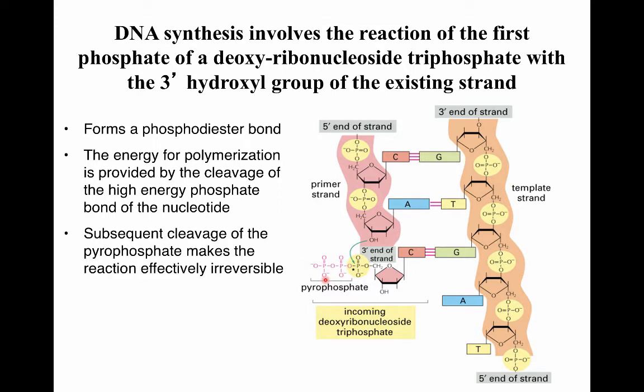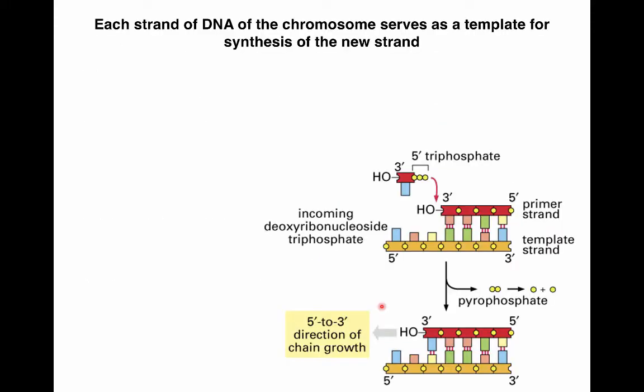And then subsequently, the leftover two phosphates, which is called a pyrophosphate, gets cleaved, and so that releases more energy. And so that makes the reaction irreversible. So once you add it, it stays on there. It doesn't tend to go back. So to make a new DNA molecule, you separate the old DNA molecule and you use each of the old strands, shown here in yellow, to make a copy of a new strand.